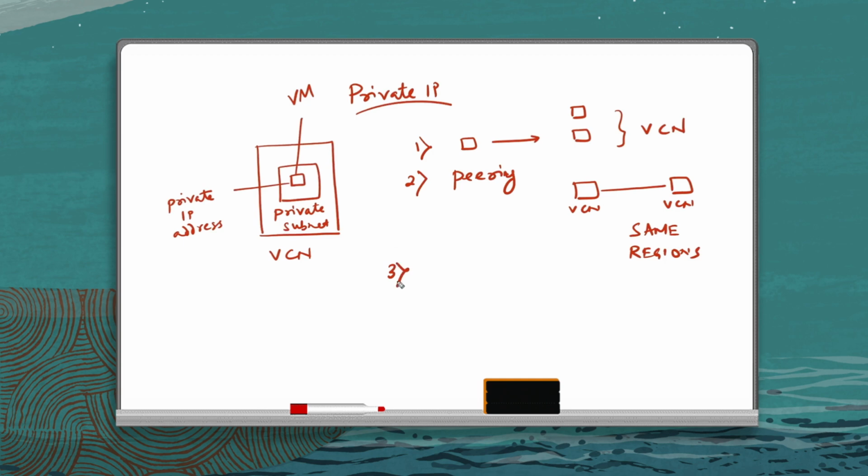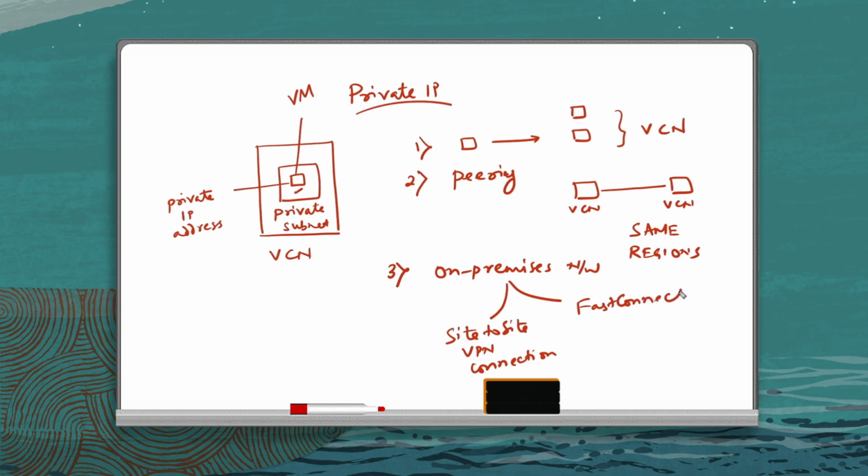The third use case is this particular instance, it can also talk to other hosts in on-premises network. This typically happens with the help of either site-to-site VPN connection, or we also have another service which is known as FastConnect. There also the communication happens using private IP addresses. So these are some of the use cases of private IP addresses.